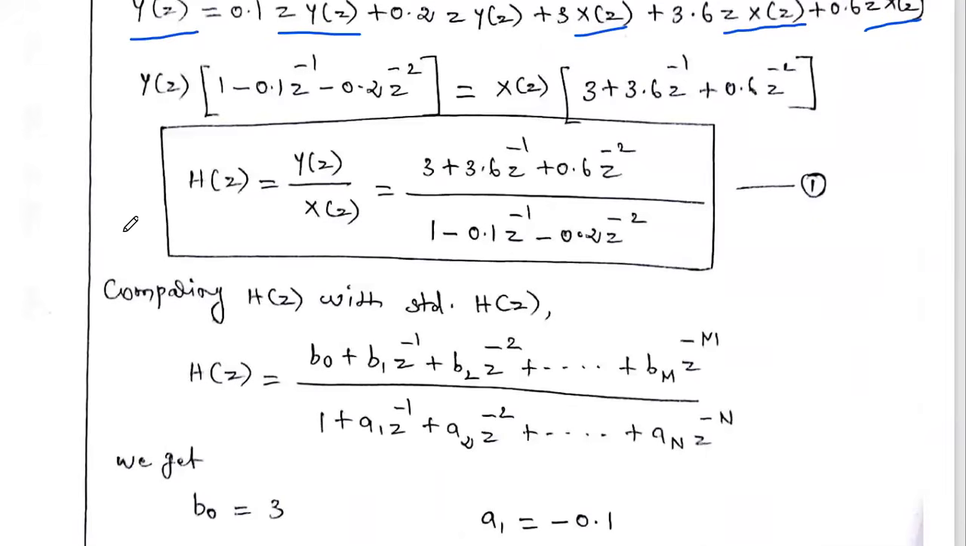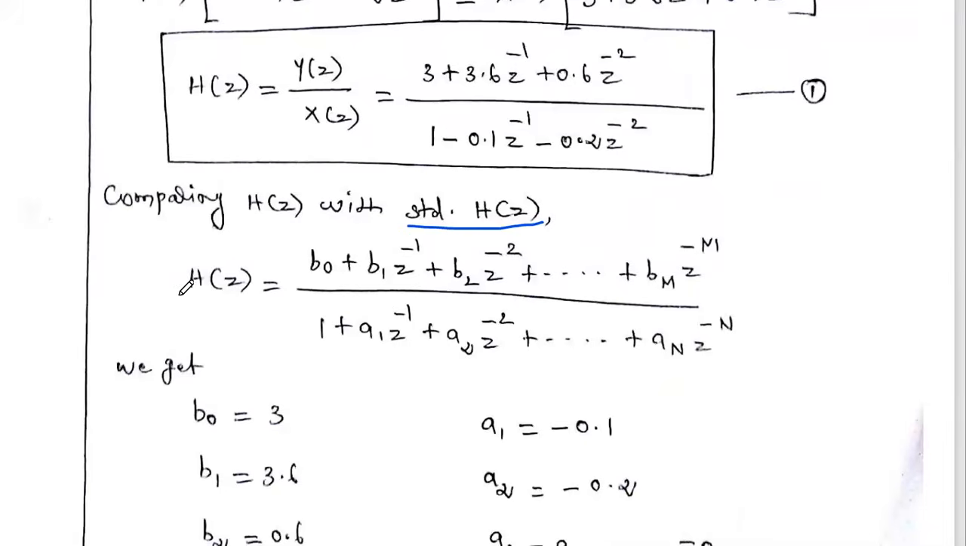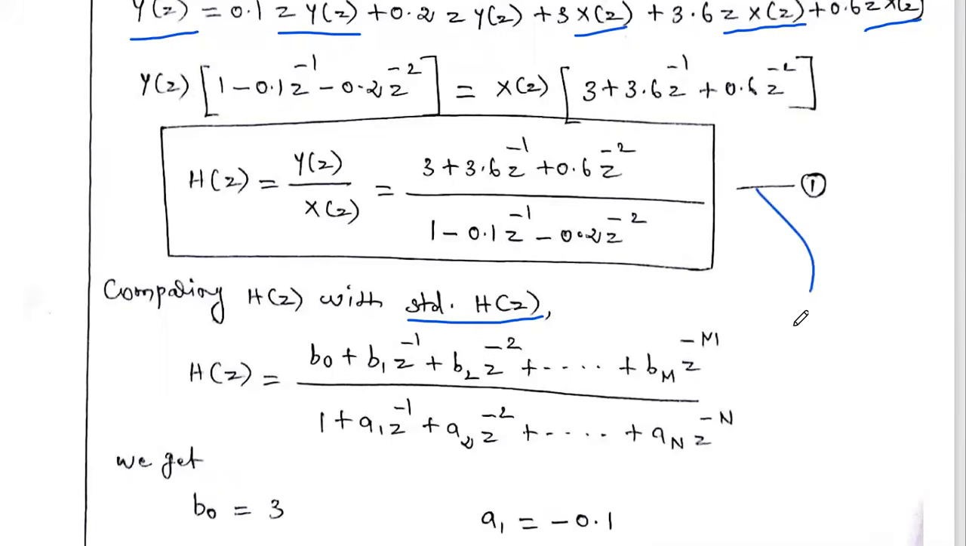Okay, so in order to find out the b0, b1, b2, a1, a2 values, we already have the standard H of Z equation. What is the standard form of the transfer function of an IIR system? H of Z equals B naught plus B1 Z inverse plus B2 Z power minus 2, etc., up to Bm Z power minus M, divided by 1 plus A1 Z inverse plus A2 Z power minus 2, etc. Okay, so let us compare our H of Z equation with the standard H of Z equation.